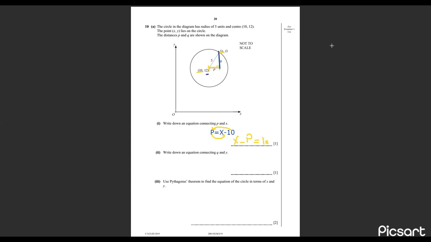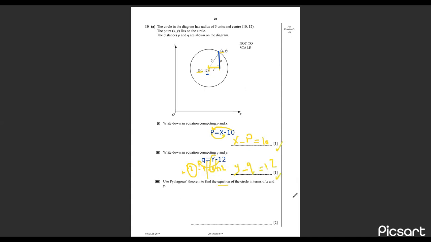So here q will be equal to y minus 12. You need to connect q and y. We can bring the 12 here. So y minus q, I get minus q here and plus 12 here. So y minus q will be equal to 12, and we did it.